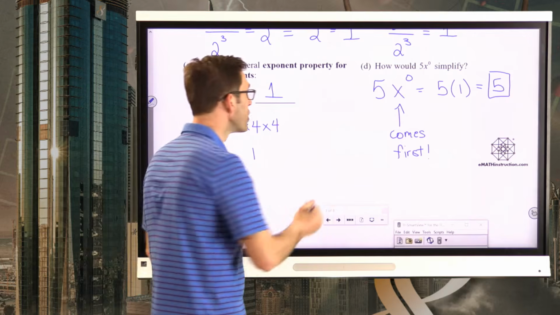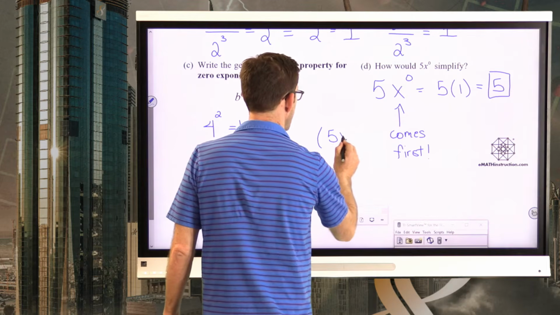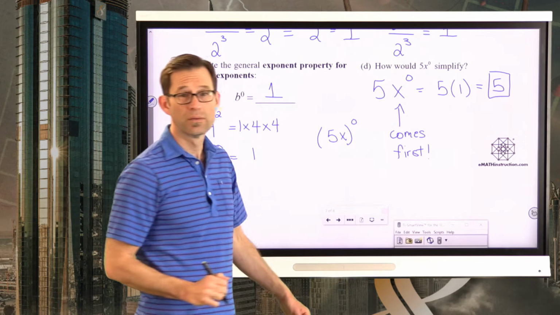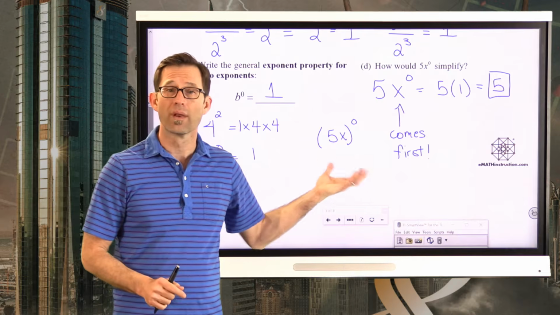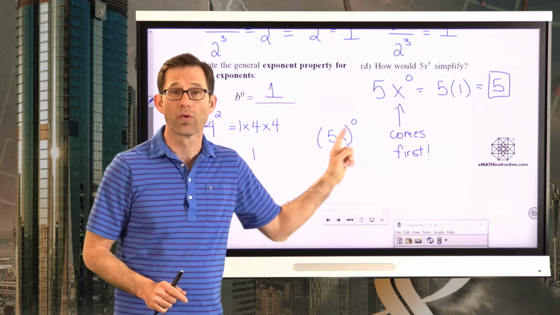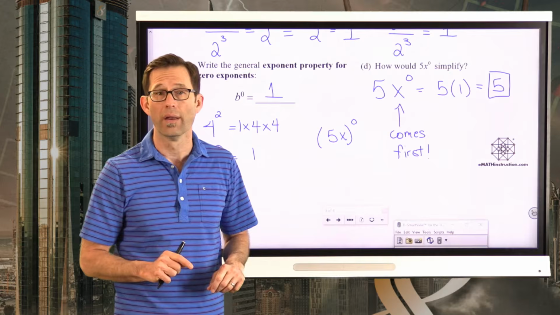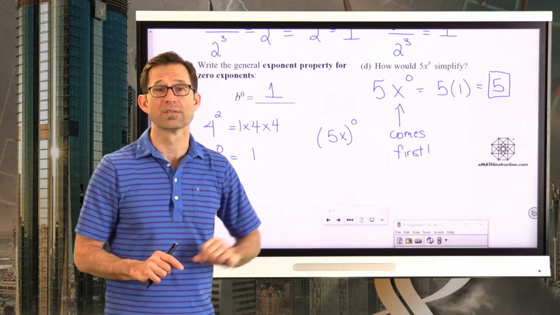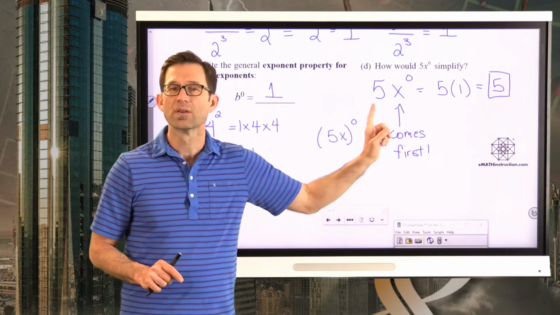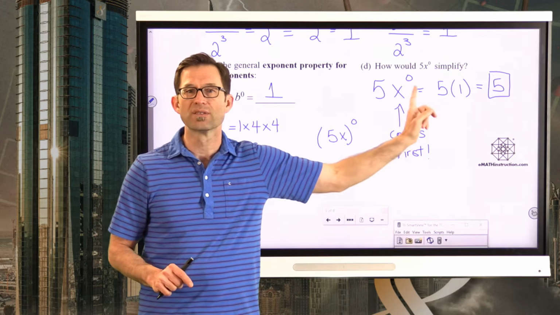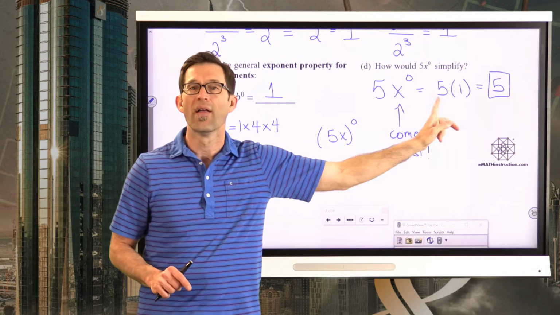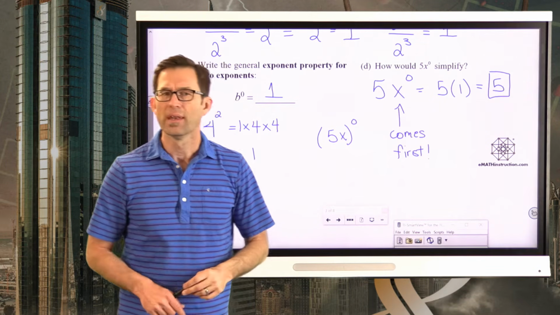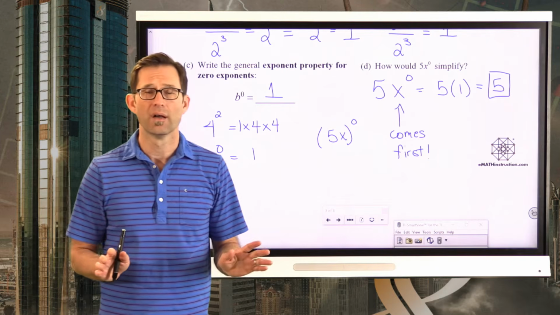Now that would be very different than this. This would be equal to the number 1, because anything raised to the 0 power is equal to 1. I don't care what's inside of here as long as it's not 0. But for this, we would first have to evaluate the x to the 0, have it equal to 1, and then multiply by 5.